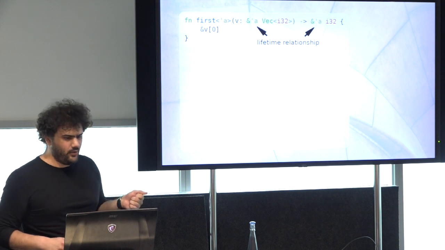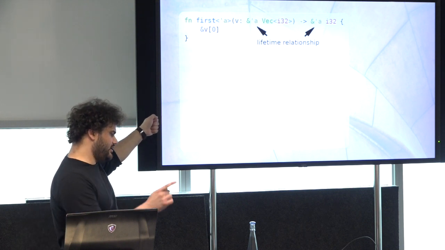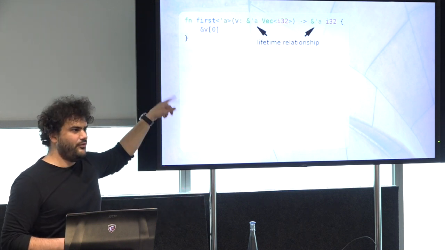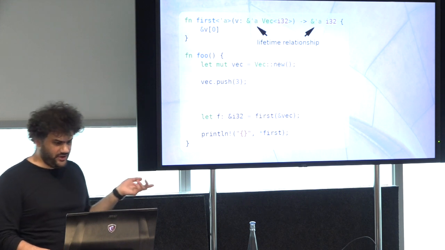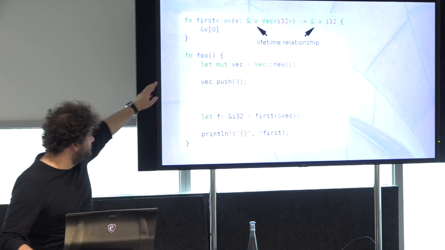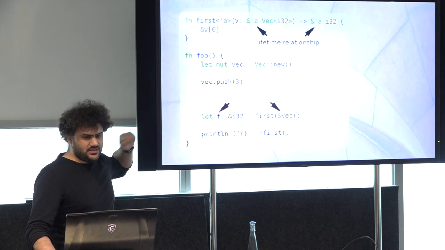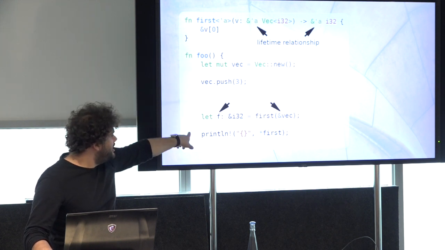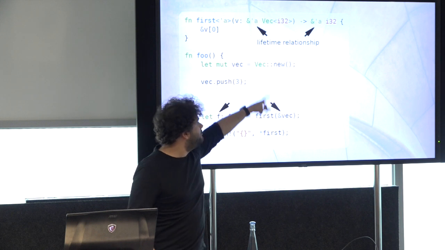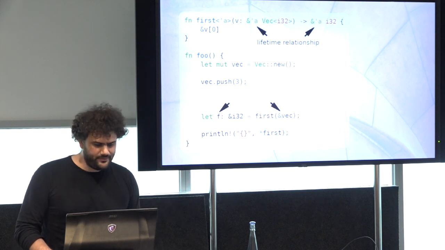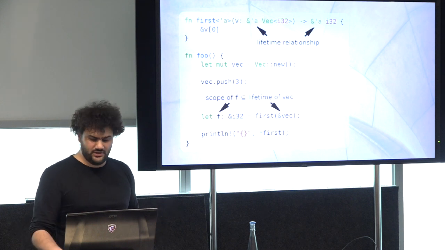So you basically tell it, oh, I'm receiving a vector by reference, and I'm going to return a reference to something that is inside that vector. And now it can check the code that calls this and check that it does the right thing. So let's see a piece of the code that does that. It just creates a vector, pushes something to the vector, gets a reference to the first thing. And because it knows that relationship, it knows that this reference is a borrow of vector, right? Because that's the signature of the function. So the scope of S is contained within the scope of vec, so that's fine. This code compiles.